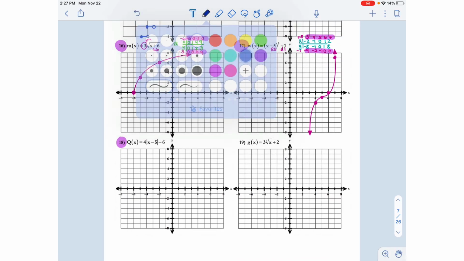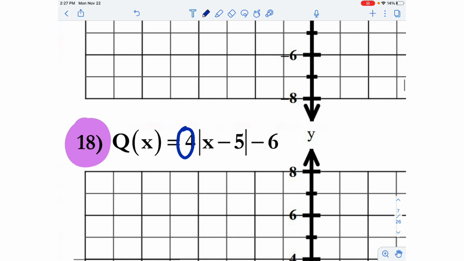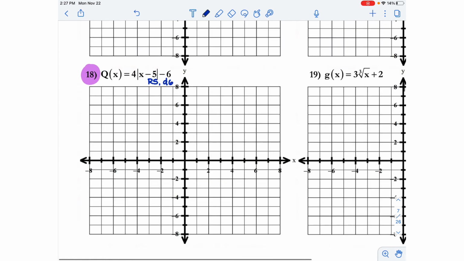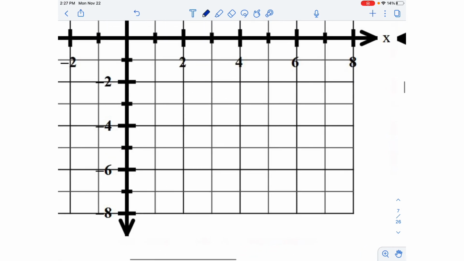I just want to talk about what that 4 out in front does for absolute values. So again, I would just plot the vertex. So this vertex is right 5, down 6. Right 5, down 6 is right here. The 4 out in front just changes the slope of the absolute value. Usually we go up 1 over 1 on each side for the slope of each side of the absolute value. But the 4 just changes the slope.